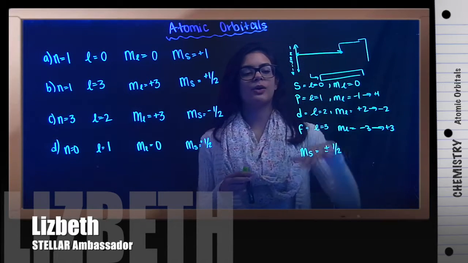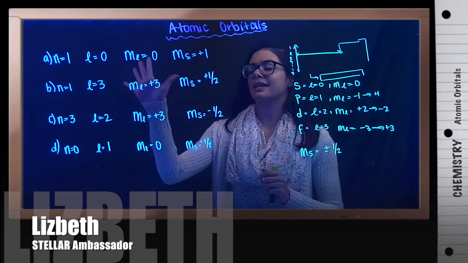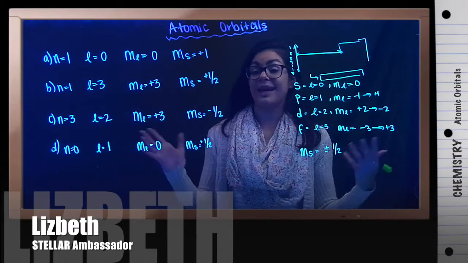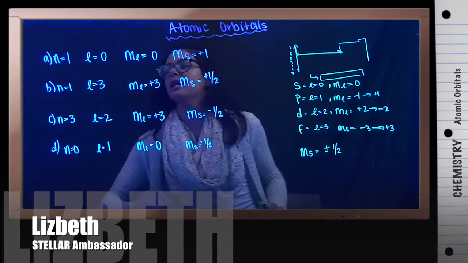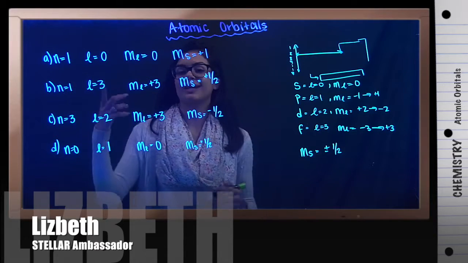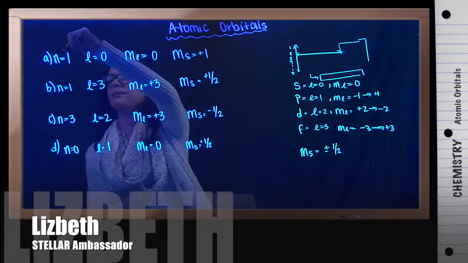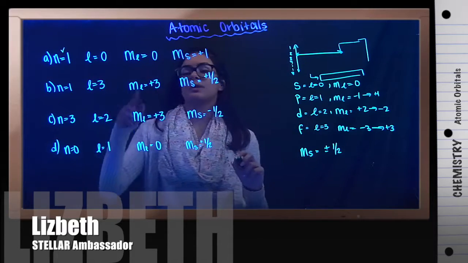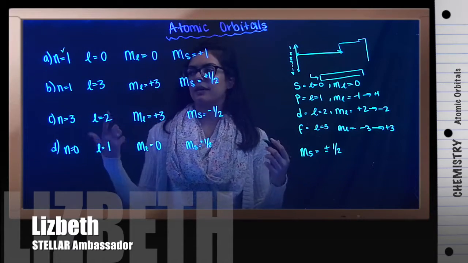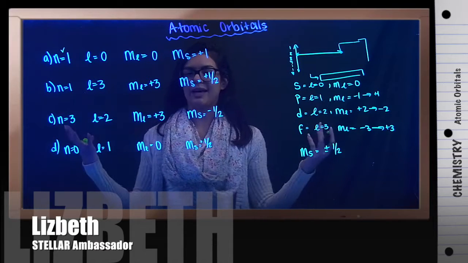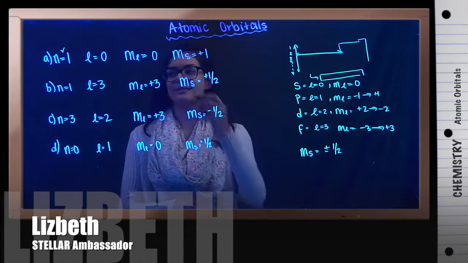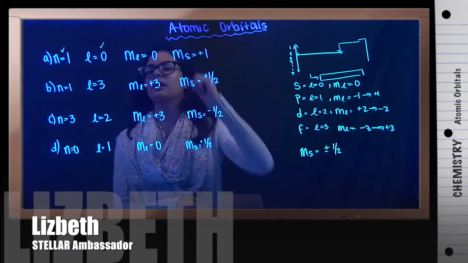All right, now that we know those a little bit, we can study these sets and see what is wrong with them, if anything. Here we have n equals 1. That is possible because the range is from 1 to 7, so this one is fine. L equals 0. We look at our periodic table: in the n equals 1 row, is there an s orbital? Yes, there is. So that one is fine as well.